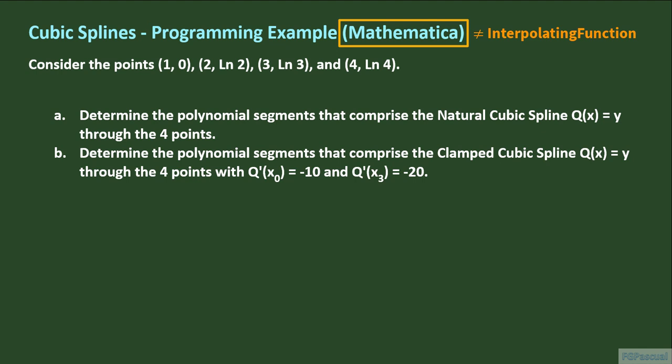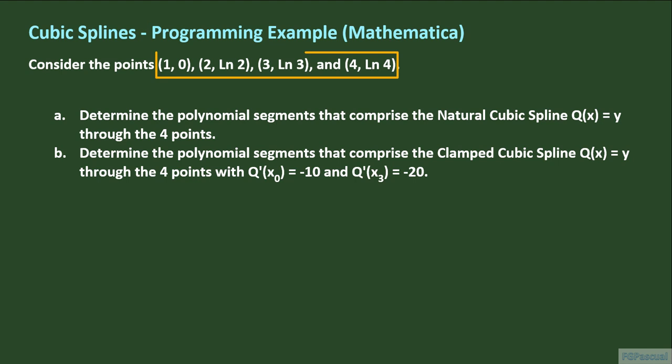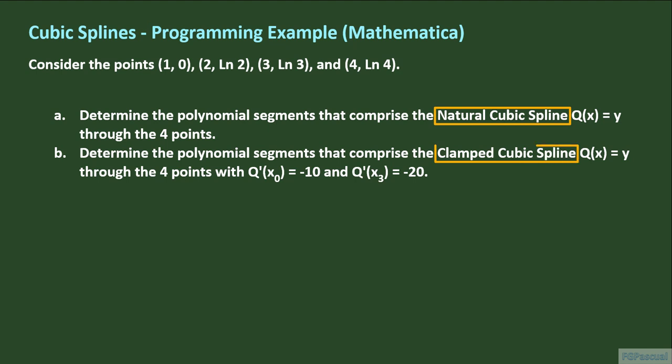There is a method that uses the second derivative values at the different points as the unknowns. We will not employ that method here. The 4 points through which we will fit the cubic spline curves are 1, 0, 2, ln 2, 3, ln 3, and 4, ln 4. The two types of cubic splines that we will be looking for are the natural cubic spline and the clamped cubic spline, with specified values for the first derivative at the leftmost and the rightmost endpoints.